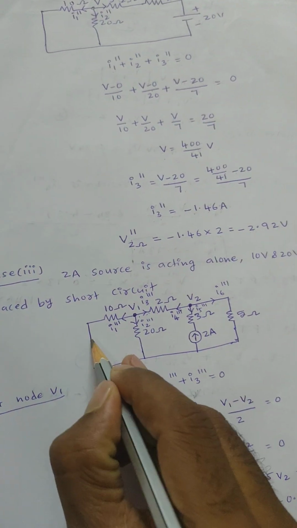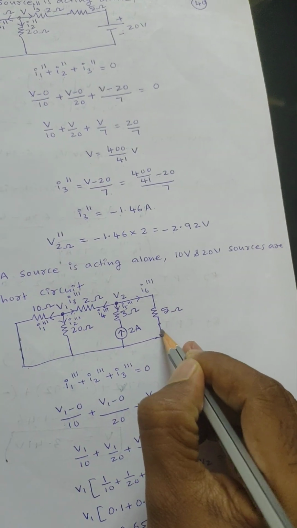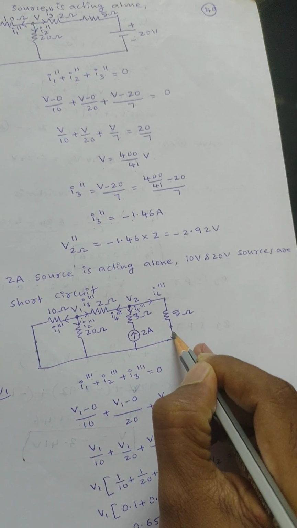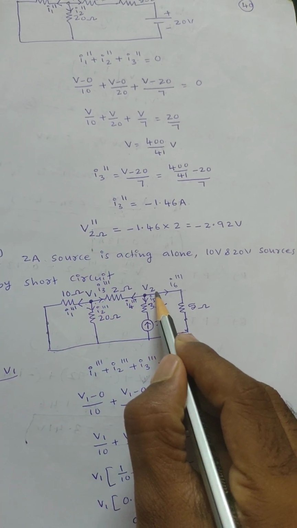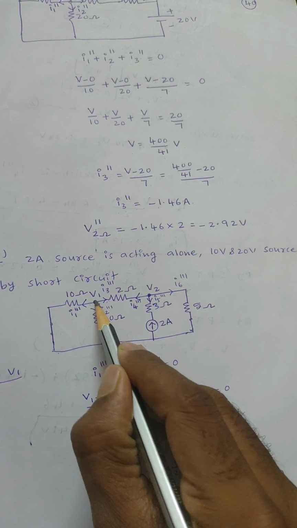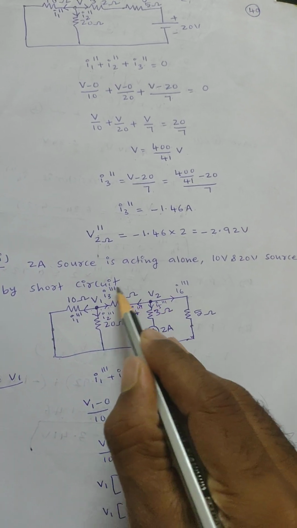These two voltage sources are replaced by short circuits, right? You can observe here the primary source, that is the 10 volt source, is replaced by a short circuit, and here the 20 volt source is replaced by a short circuit. Now the circuit has two junctions, right? That means apply KCL at junction V1 and apply KCL at junction V2, and calculate the current flowing through the 2 ohm resistor.